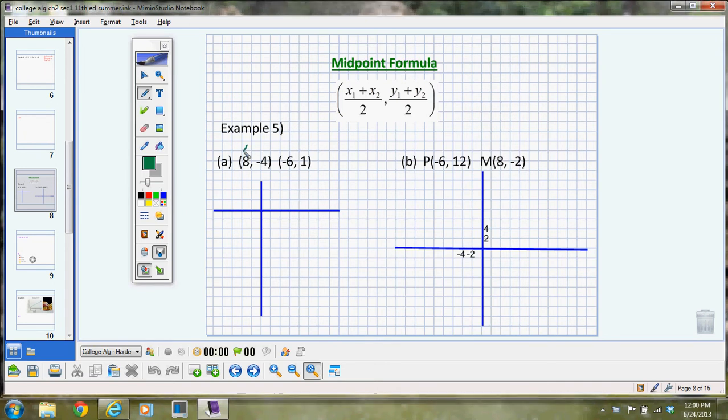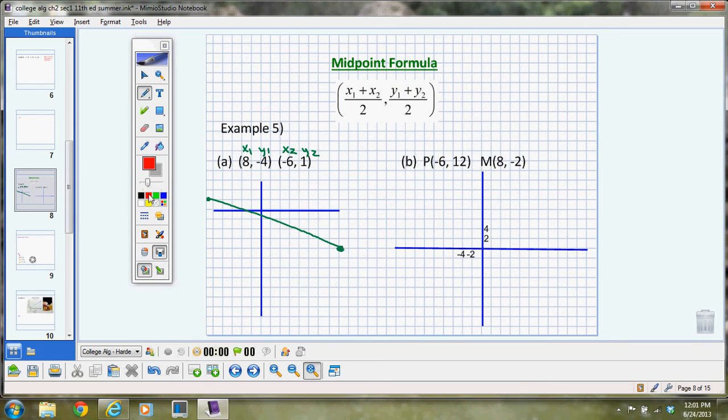So they gave us over here an x1 and a y1 and an x2 and a y2. Now if we were to graph this, 1, 2, 3, 4. If we go over 8 and down 4, here's one of our endpoints. Our other one, if we go left 6 and up 1, there's another endpoint. So we have a line here, and they want us to figure out what's the point in the middle. So we're looking for what they call the midpoint.